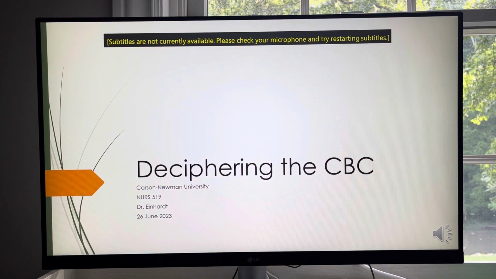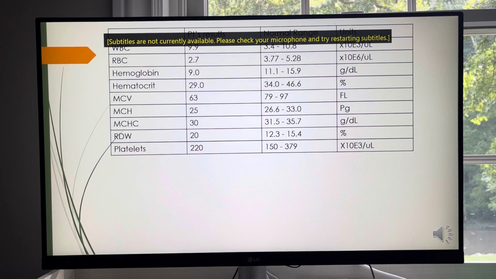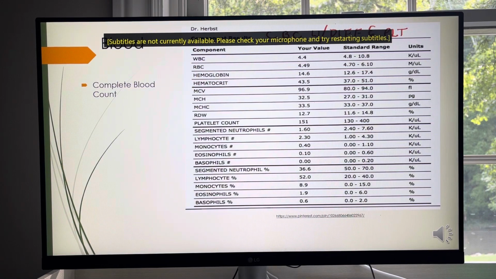Let's decipher the CBC. Here's your basic CBC. Basically, you're looking at the white blood cells, the red blood cells, H&H, and the platelets. Here's your CBC with diff.